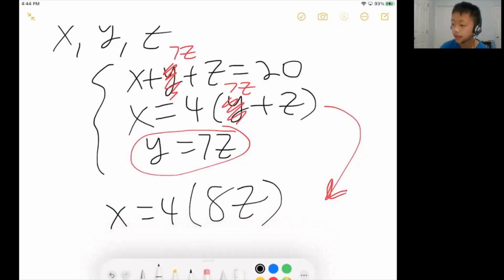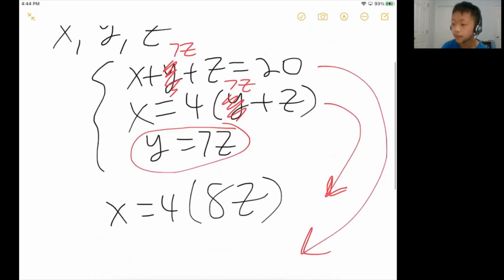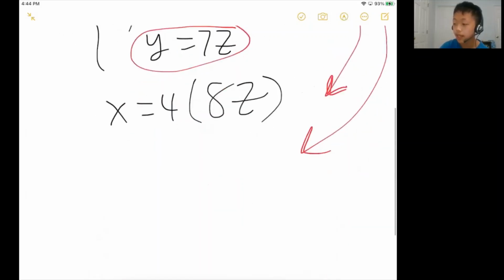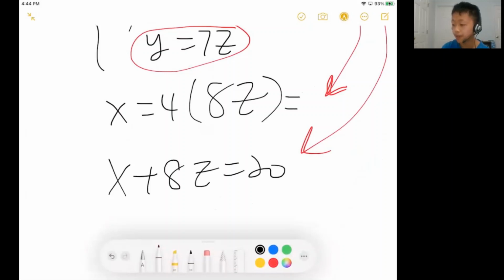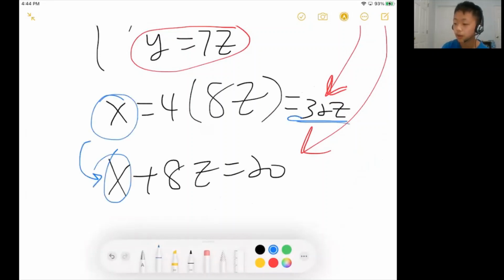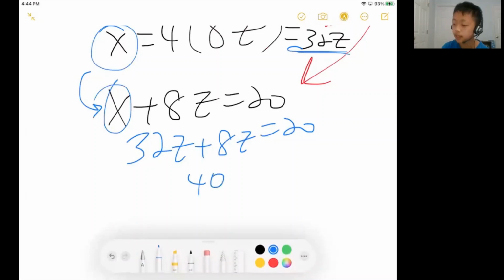And then this top equation, when you plug in y equals 7z, we're going to get x plus 7z plus z. That's x plus 8z equals 20. And then basically, we know 4 times 8z is 32z, so now we know x is 32z. So we can replace x and substitute it into there. We know 32z plus 8z is 20, so 32z plus 8z is 40z equals 20.